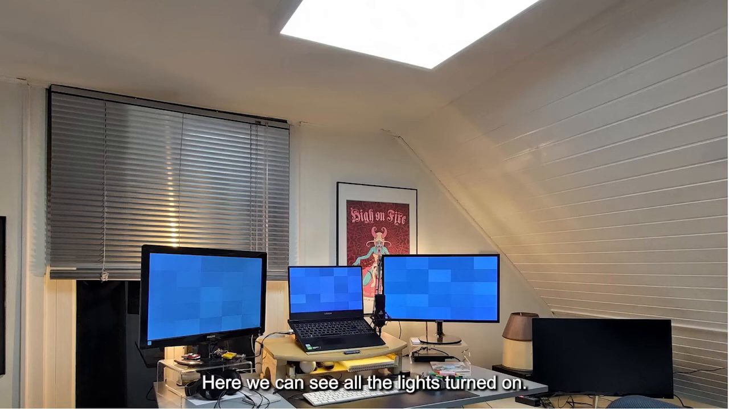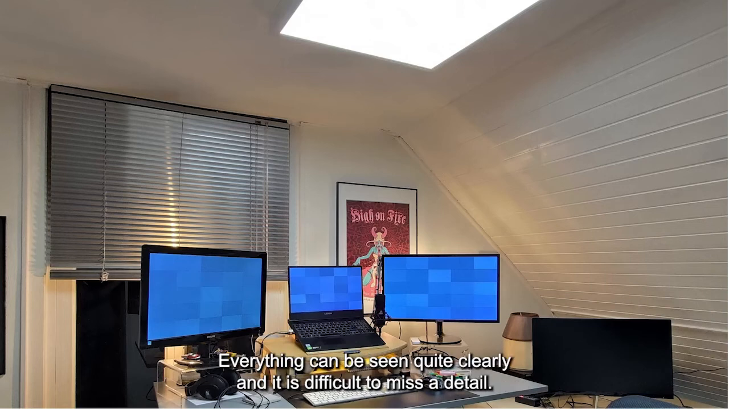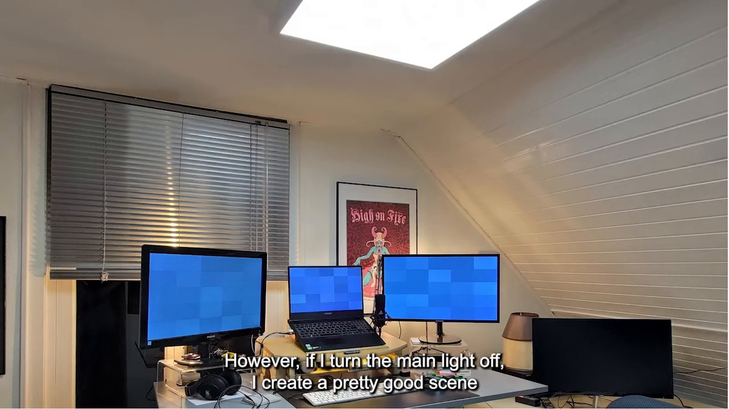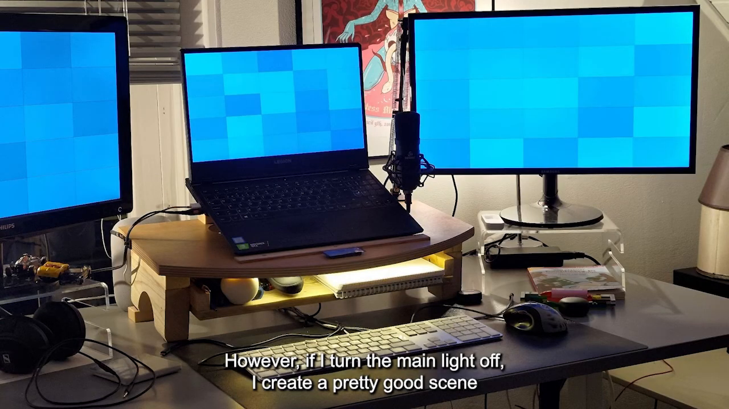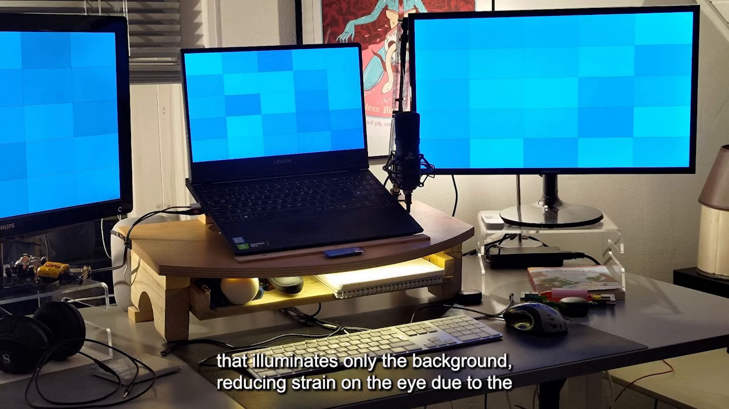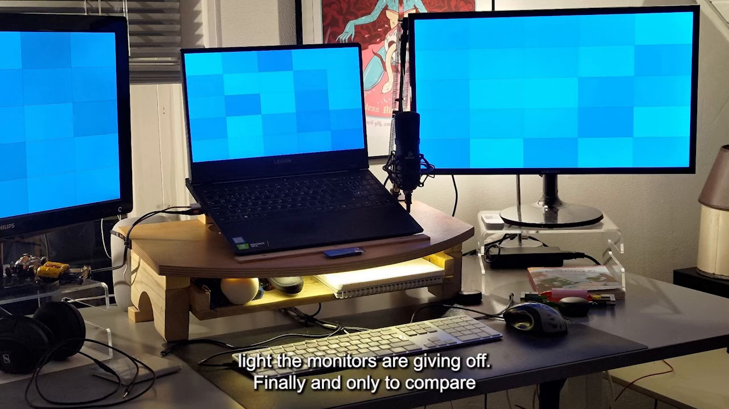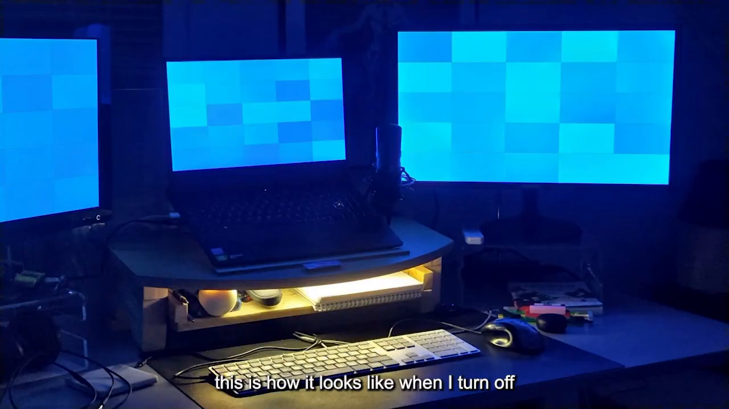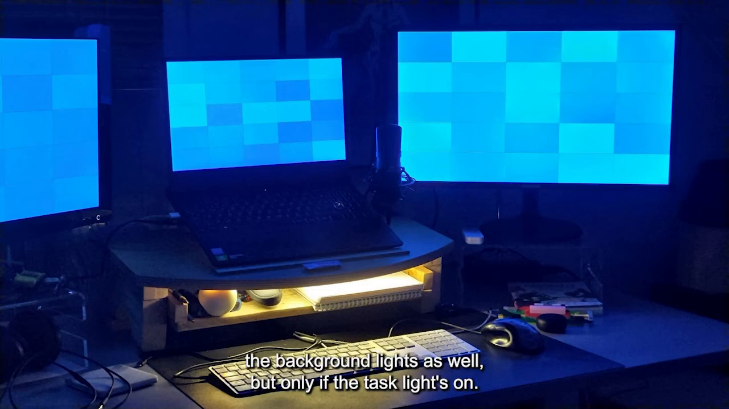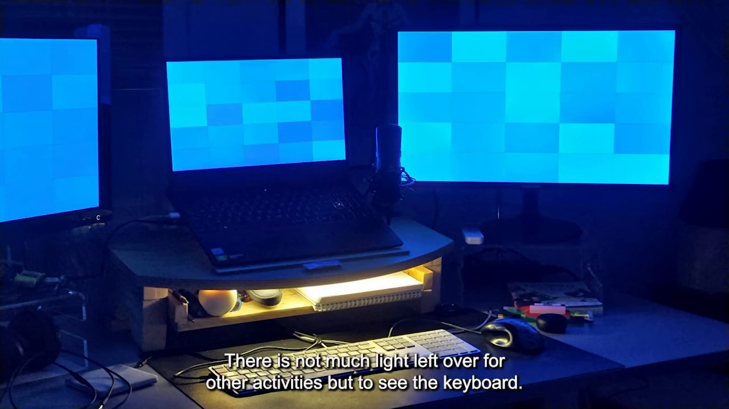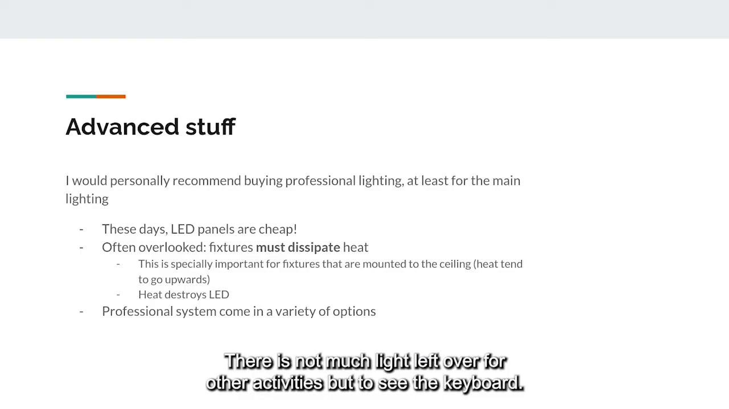Here we can see all the lights turned on. Everything can be seen quite clearly and it is difficult to miss a detail. However, if I turn the main light off, I create a pretty good scene that illuminates only the background, reducing strain on the eye due to the light the monitors are giving off. Finally, and only to compare, this is how it looks when I turn off the background lights as well, but only leave the task lights on. There is not much light left over for other activities but to see the keyboard.